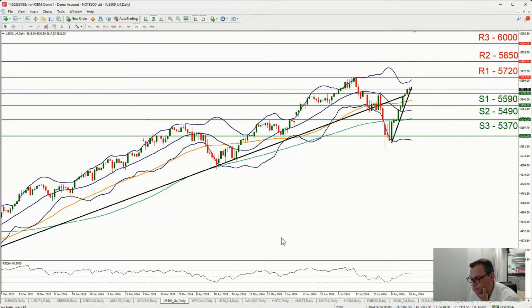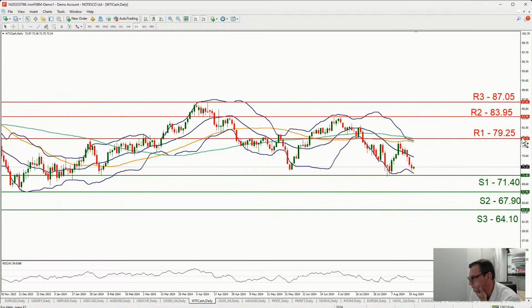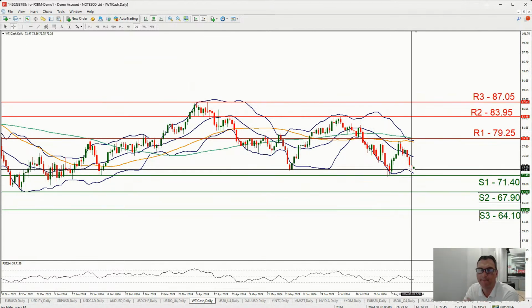Okay, let's have a look at WTI. Now, WTI prices, despite having a downward tendency since the 13th of the month, seem to have been encapsulated in a sideways motion between the R1 and the S1.